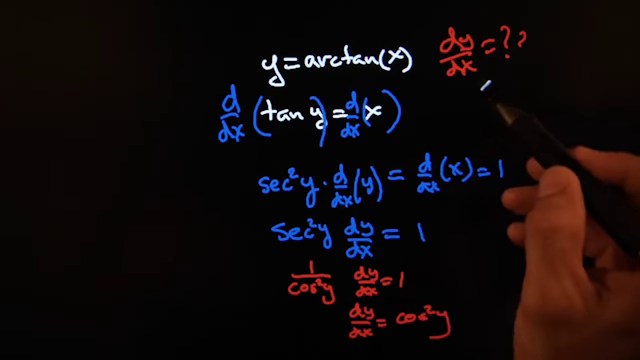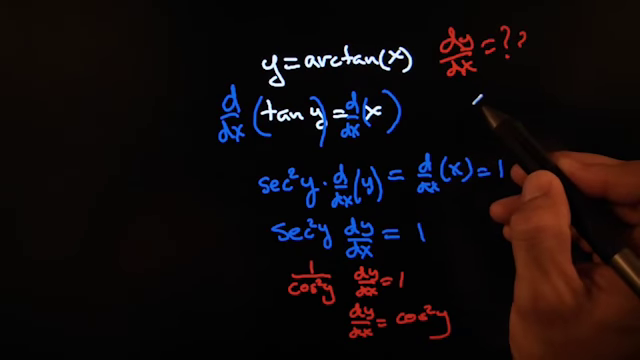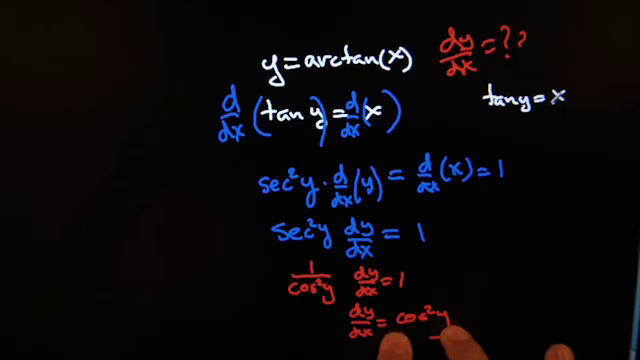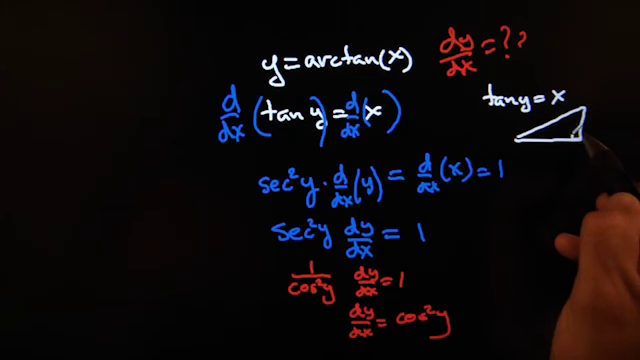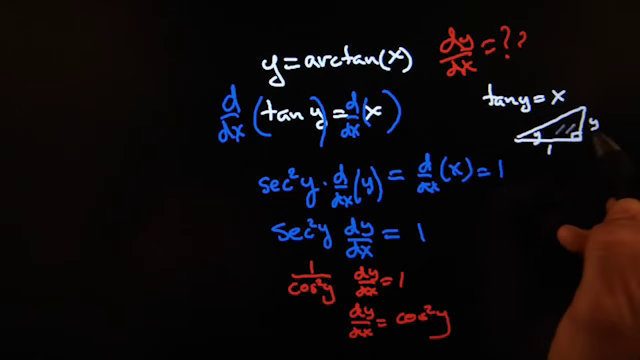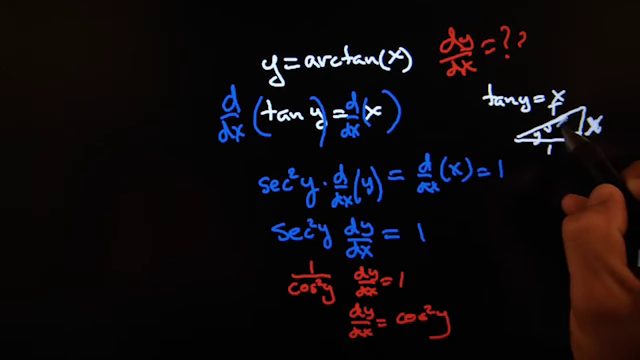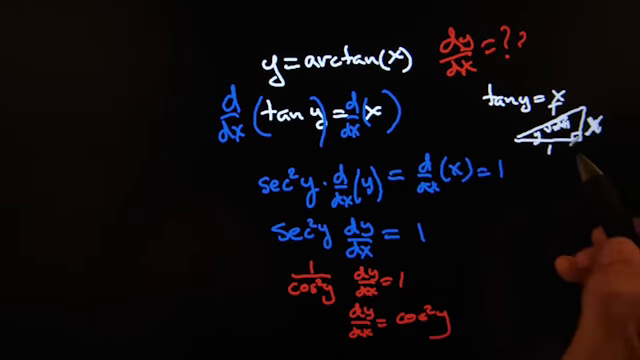Tangent y was equal to x. What does that mean? I need to use that relationship to figure out cosine y, so I could plug it in here and be done. So I think I can draw a triangle and say, well, tangent is defined to be the ratio of opposite to adjacent. If this is my y, the opposite is x and the adjacent is 1, right? Tangent y would be x over 1, and the hypotenuse would be the square root of x squared plus 1, using the Pythagorean theorem, right?